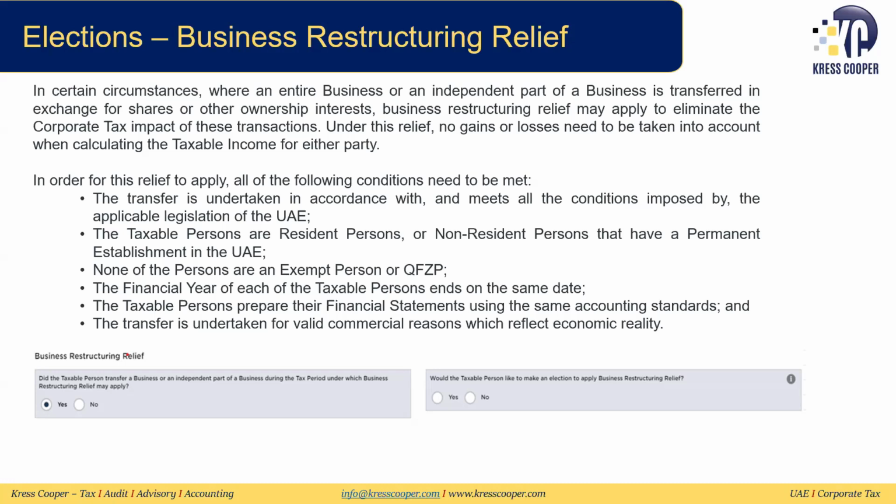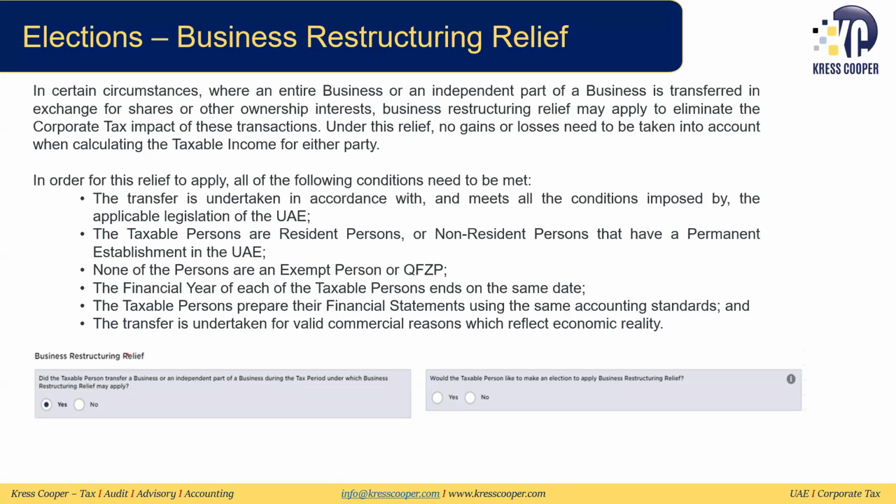Now, there are certain conditions for this relief to apply. Some of these conditions are that the transfer is undertaken in accordance with and meets all the conditions imposed by an applicable legislation of the UAE. The taxable persons are resident persons or non-resident persons that have a permanent establishment in the UAE. None of them are exempt persons or qualifying free zone persons. The financial years of the persons end on the same date. The taxable persons prepare the financial statements using the same accounting standard, and the transfer is undertaken for a valid commercial reason which reflects the economic reality. So if this is the case, then this business restructuring relief can be taken by the taxpayer.